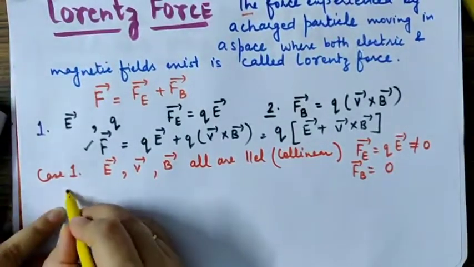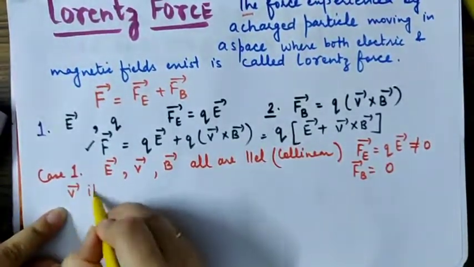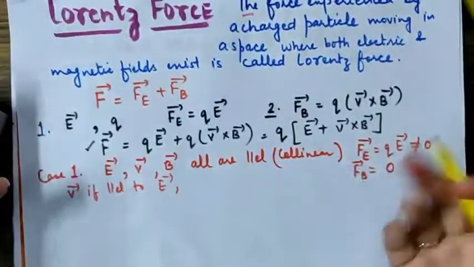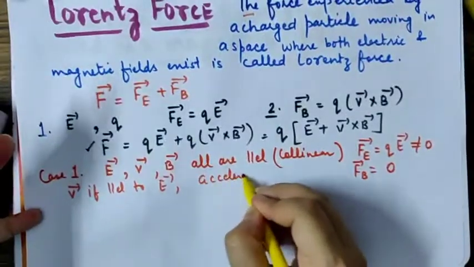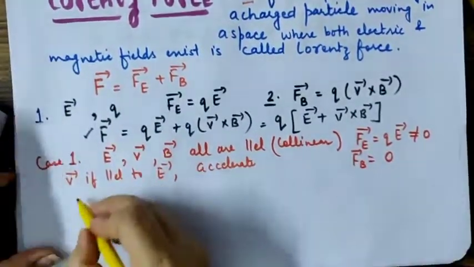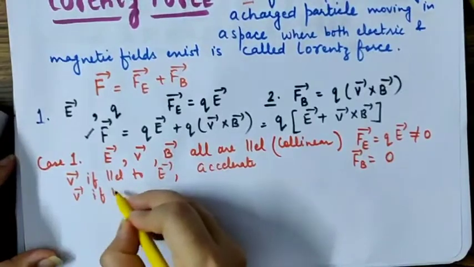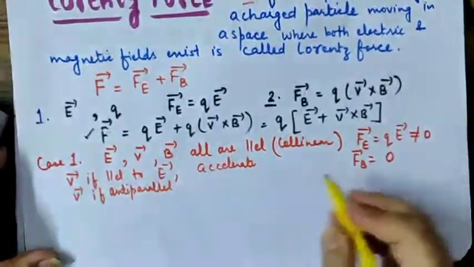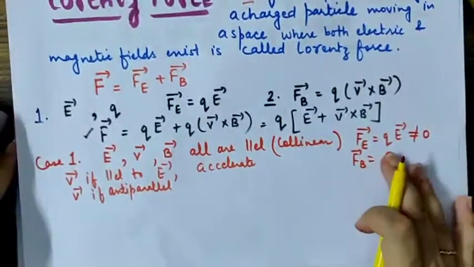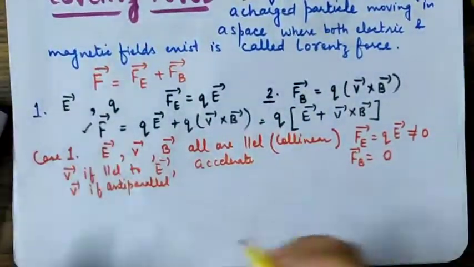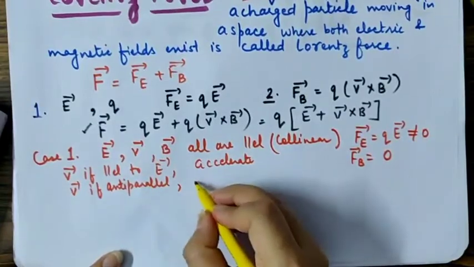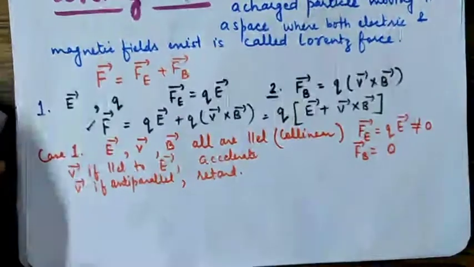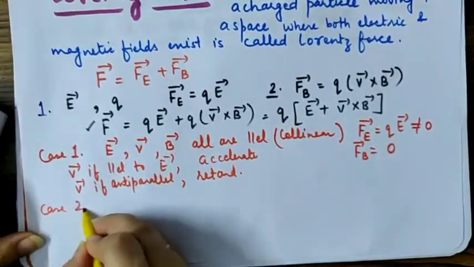That means if velocity is parallel to electric field, then the charged particle will accelerate, and if velocity is anti-parallel, because if they are collinear, there is always a possibility that the charged particle can be anti-parallel also, then the charged particle will retard. This is the case that will happen. Now coming to case number 2 also.